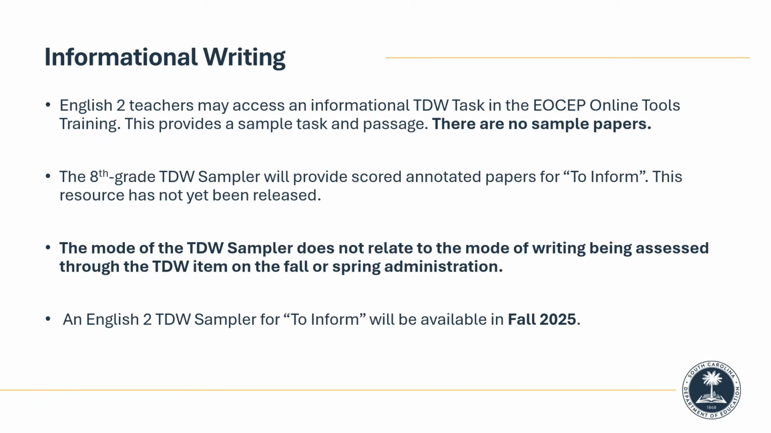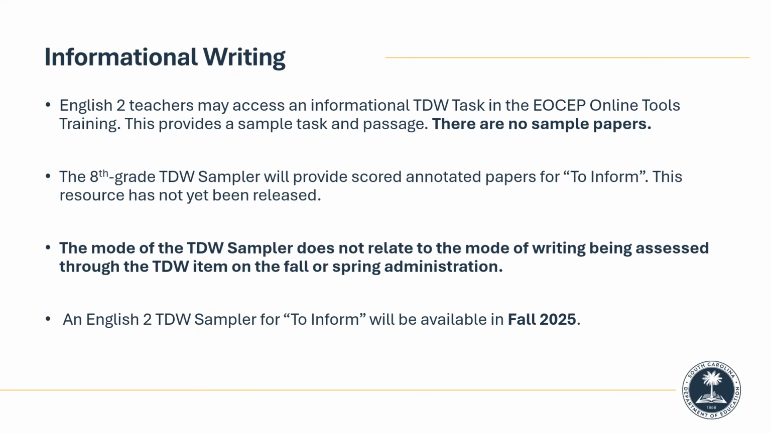Informational writing. English 2 teachers may access an informational TDW task in the EOCEP Online Tools Training, also known as the OTT. This provides a sample task and passage. There are no sample papers. The 8th grade TDW sampler will provide scored annotated papers for To Inform. This resource has not yet been released.